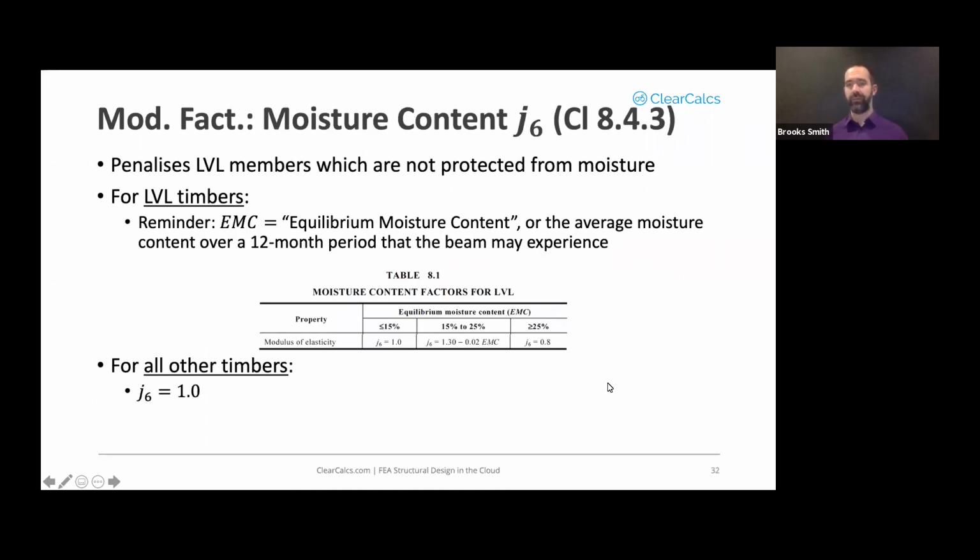For moisture content, that J6 factor penalizes LVL members which are not protected from moisture. So for LVL timbers, you use the equilibrium moisture content, which as a reminder is the average moisture content over a 12-month period, and calculate the J6 value based upon the formulas given in table 8.1, shown on the screen here. For anything else, for glulams, F grades, any other timber grade, your J6 value is equal to 1.0. There is no adjustment that you need to make with J6 for anything other than an LVL.